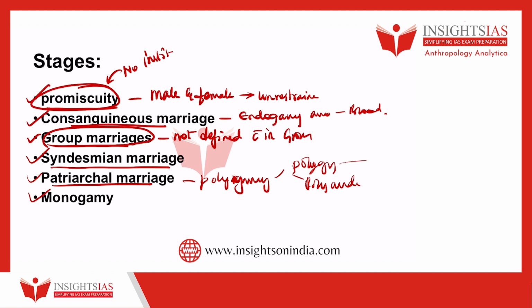Because Morgan comes from the Victorian era, and monogamy was the provision or marriage rule in that society, Morgan says this is the highest level of development of marriage. So these are the stages of evolution of marriage: promiscuity, consanguineous marriage, group marriage, Syndyasmian marriage, patriarchal marriage, and monogamy.